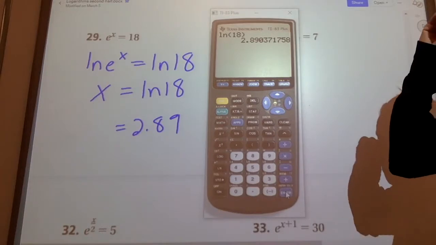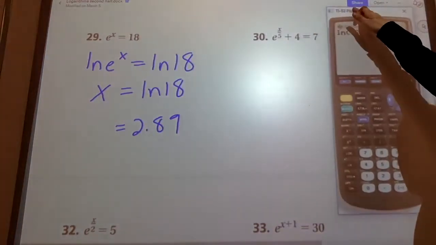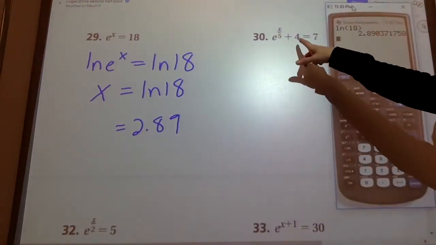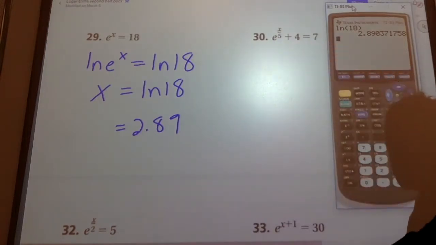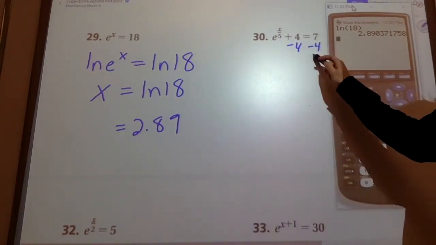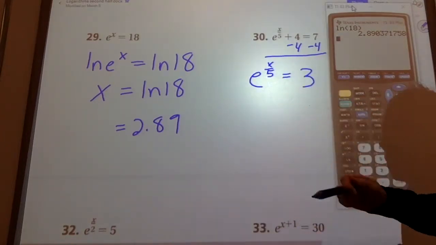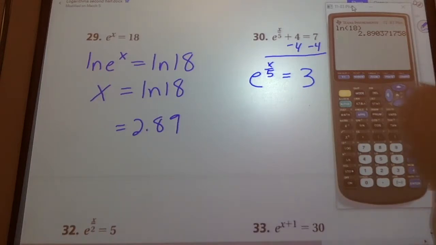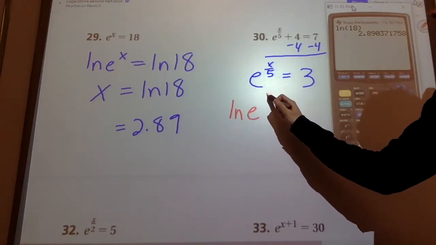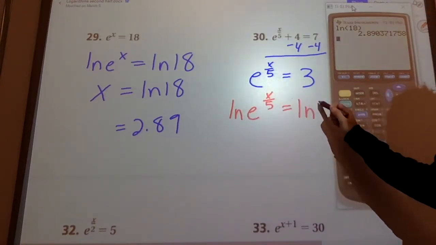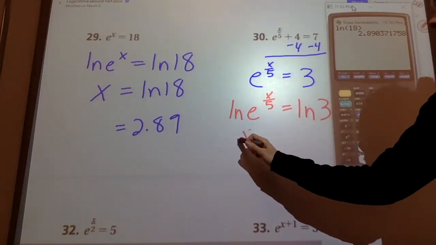Try another one. Yep, so you do need to isolate it first. Good. I need just the exponent here. So let's subtract 4 first. So I'd have e to the x over 5 equals 3. Now I can natural log both sides. And when I natural log both sides, this created a property. Ln e to the x divided by 5 is x divided by 5.